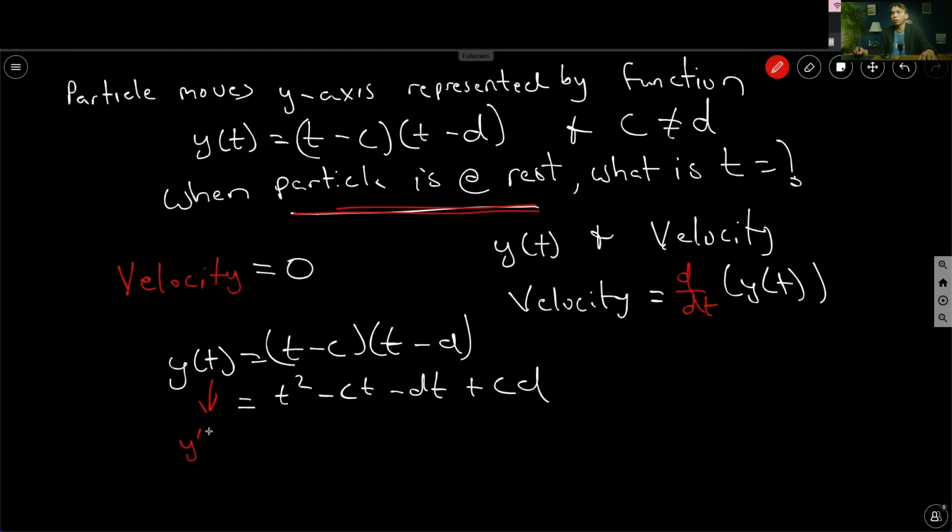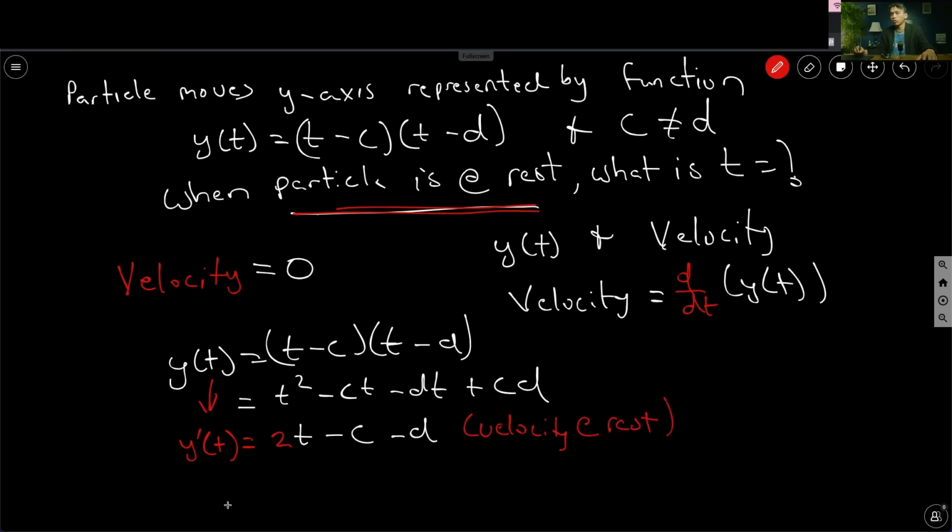So y prime of t is equal to, so this becomes the derivative of t squared is just 2 times t, minus the derivative of ct is just c by itself. The derivative of dt, which is not the dt you think, is just the letter d and the letter t, which is going to be just d by itself. And then the derivative of a constant goes away. So this is our function. And then we want to know when this function, the velocity, so this is our y prime, our velocity function, is equal to 0 or at rest.